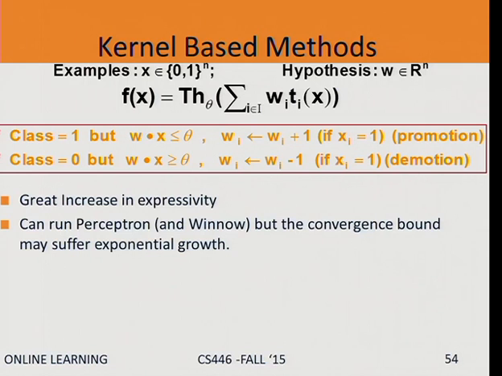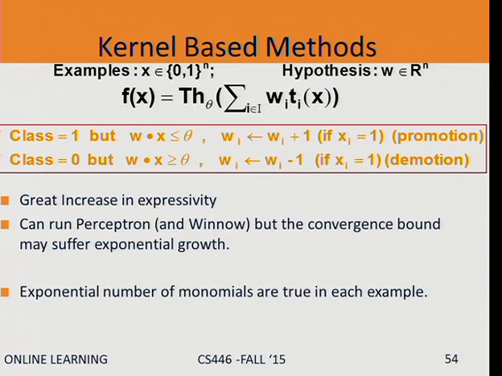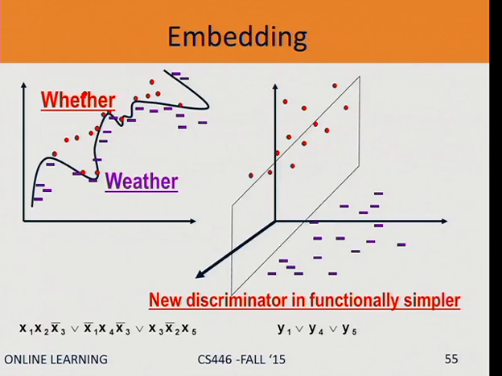Of course, everything is going to suffer, because if you remember the mistake bounds, they are a function of the dimensionality. Instead of being a function of n, they're going to be a function of 3 to the n, too large. And every example is going to have exponentially many elements in it, and I'm going to have to maintain 3 to the n weights. That's where the inefficiency comes from.